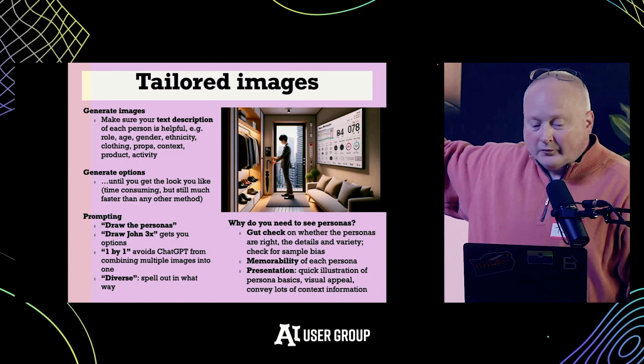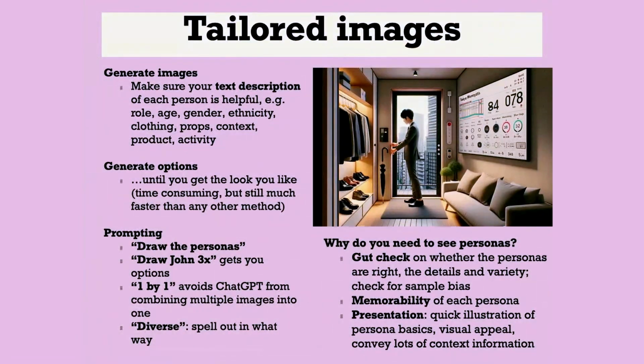And the way you can make it accurate is the first part where it says, make sure your text description is helpful. So make sure you clarify the person: their role, age, gender, ethnicity, clothing, props, context. And then this is an example picture, and it got the product into the image as well.